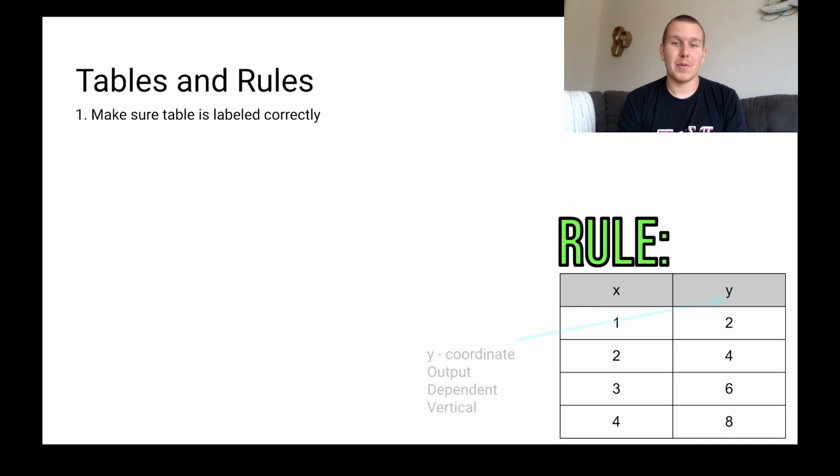Let's look at how we'd label the y. So we can call it the y coordinate, the output, the dependent, or the vertical. Again, those last couple of names will come more in handy when we learn more about graphs, but it is important to remember these things. So we have a really good table. It's nice and labeled, and we're ready to go.